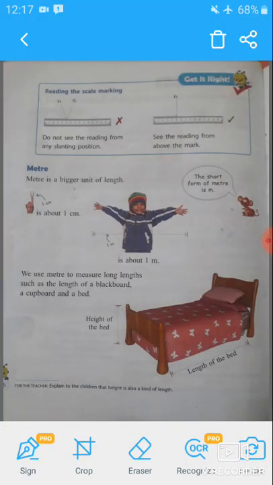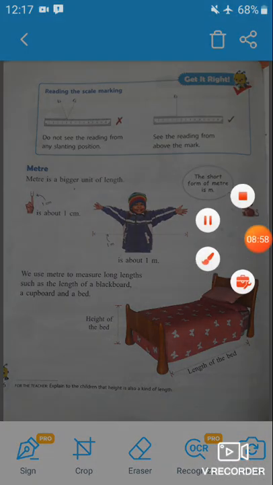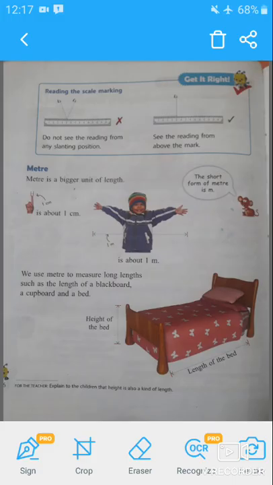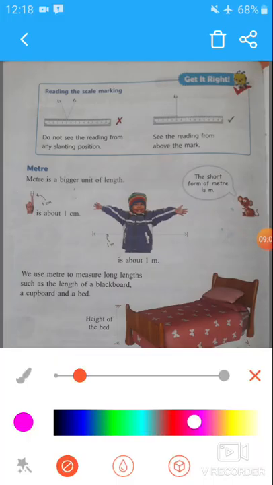Now students, reading the scale, marking. Do not see the reading from any slanting position. So students, while using a scale, don't see the reading from any slanting position. See the reading from directly above the mark. So this was about centimeter.